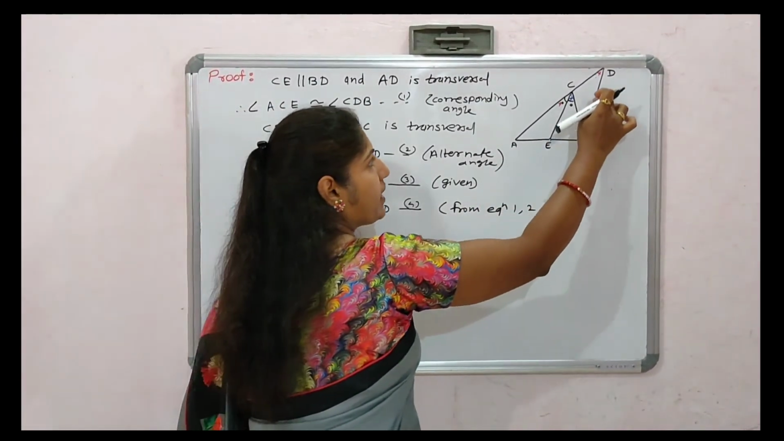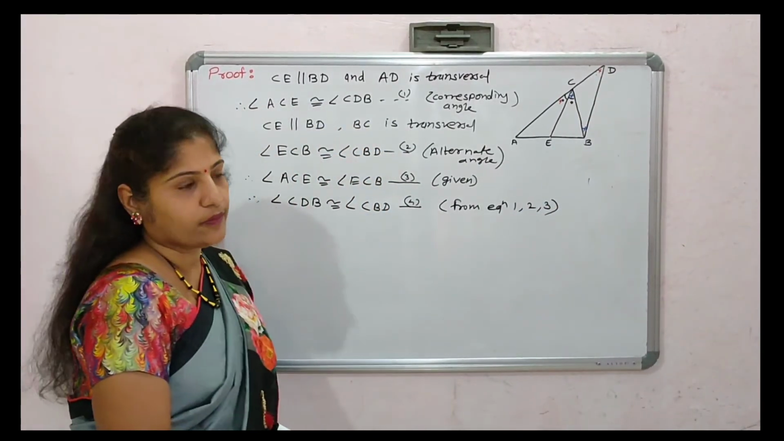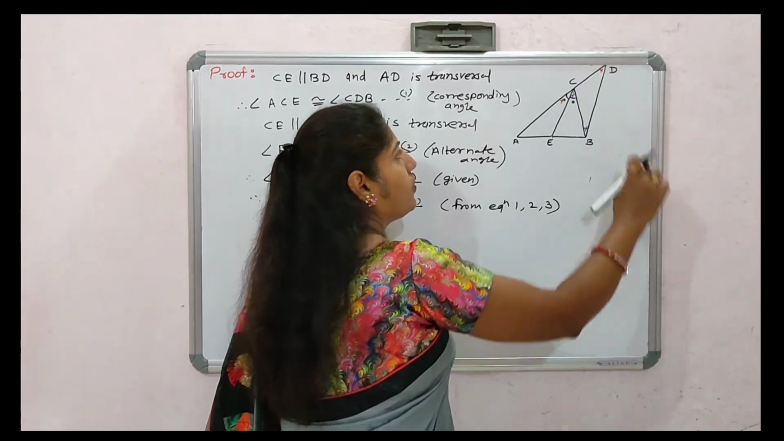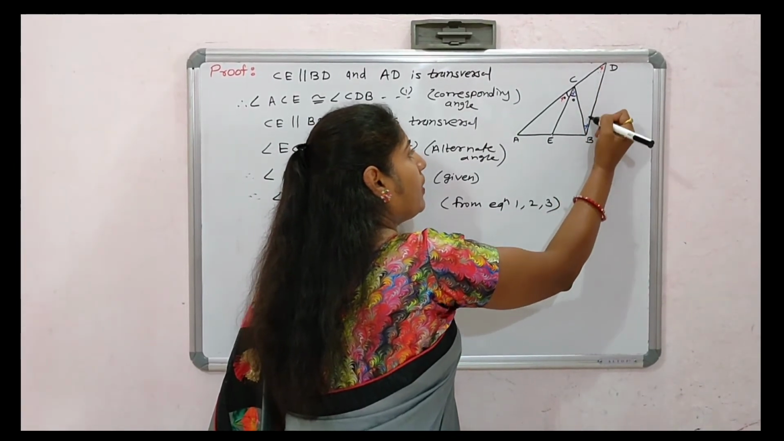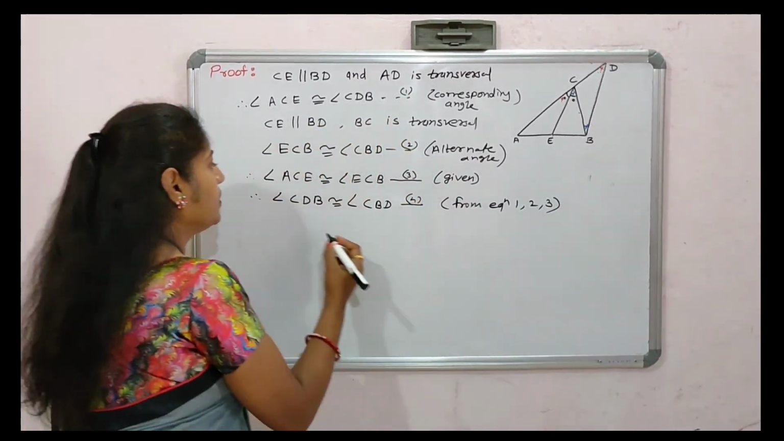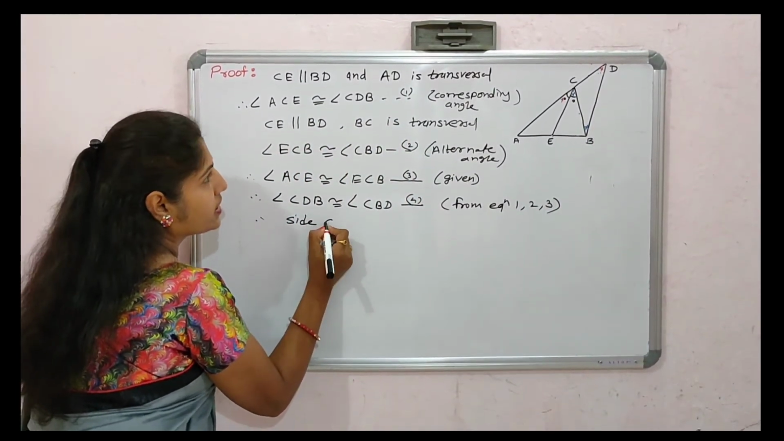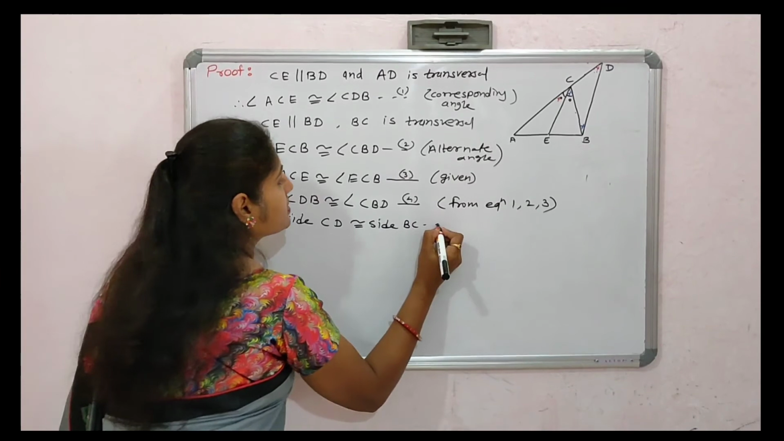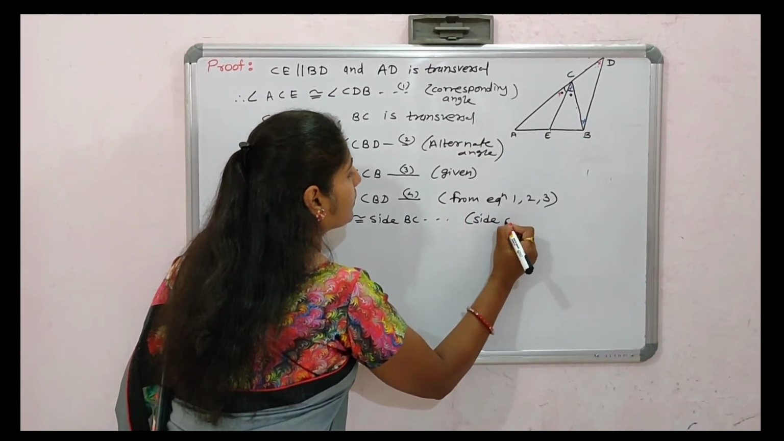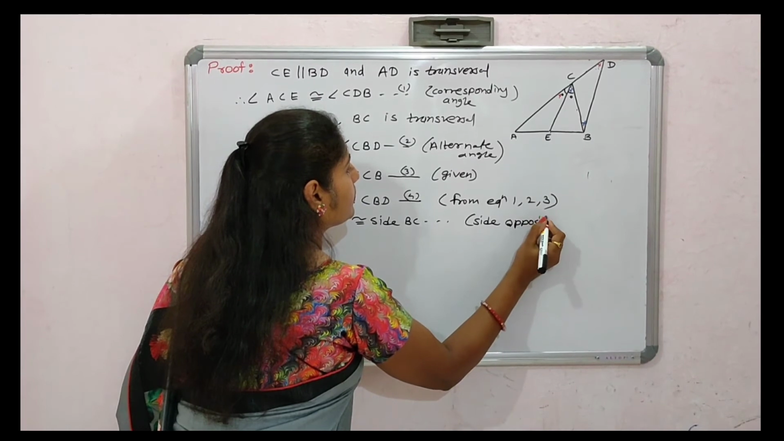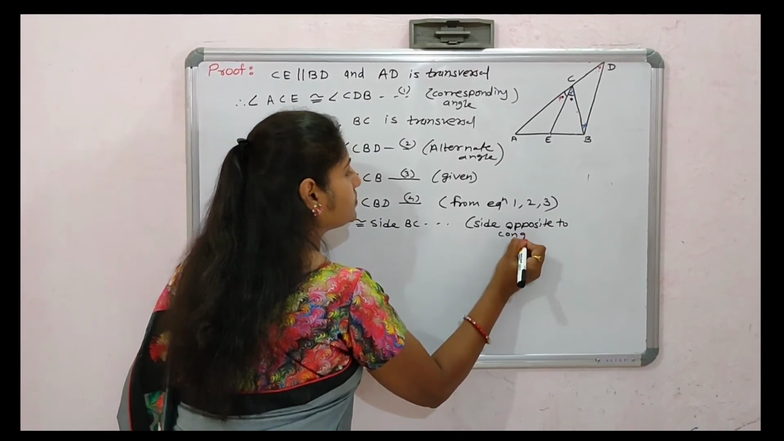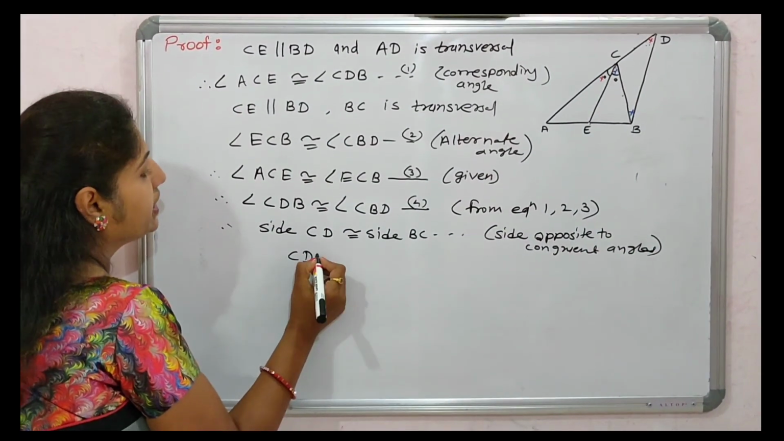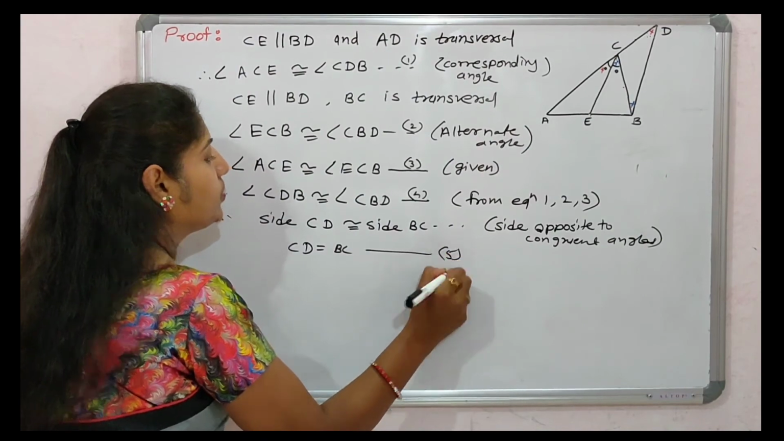Now these two base angles are congruent. So in triangle CDB, these two angles are congruent, and the opposite sides are also congruent. So side CD is congruent to side BC, the sides opposite the congruent angles. So we write CD equals BC, equation number 5.